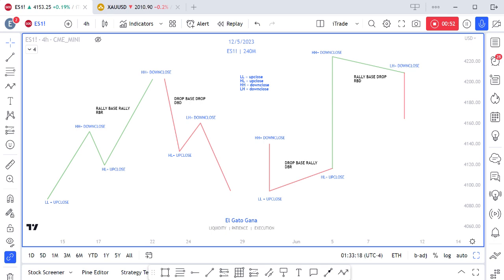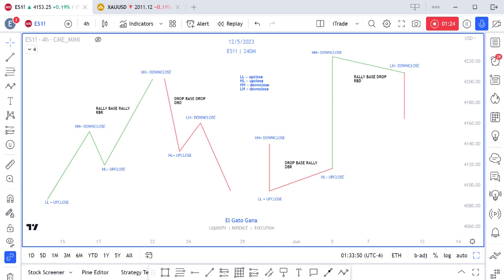zigzag fashion. So starting on the far left, we have a rally base rally, RBR. At the bottom we have the lower low, right? So we're starting there. So lower low leads to an up close candle, and we go and make the higher high. From the higher high, that leads to a down close candle, and that creates a higher low, right? So the higher low creates an up close candle, takes us to the top, which creates the higher high.